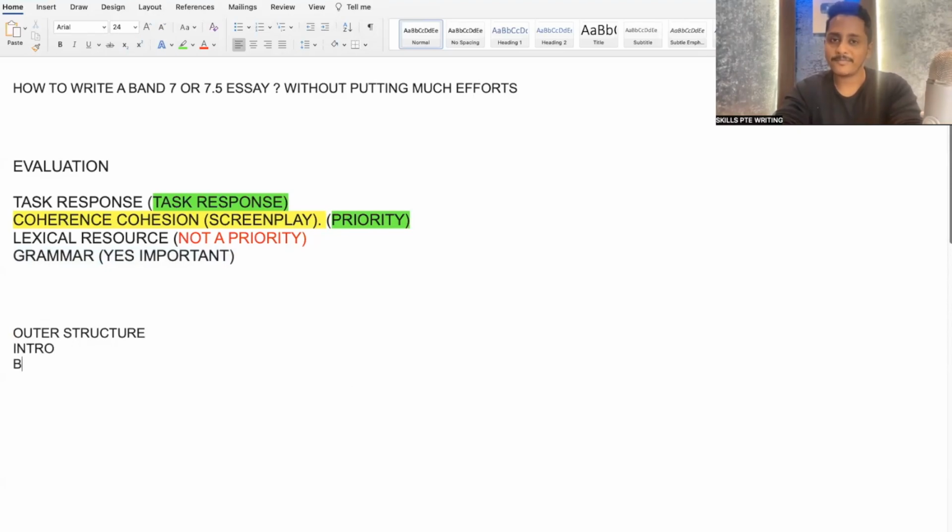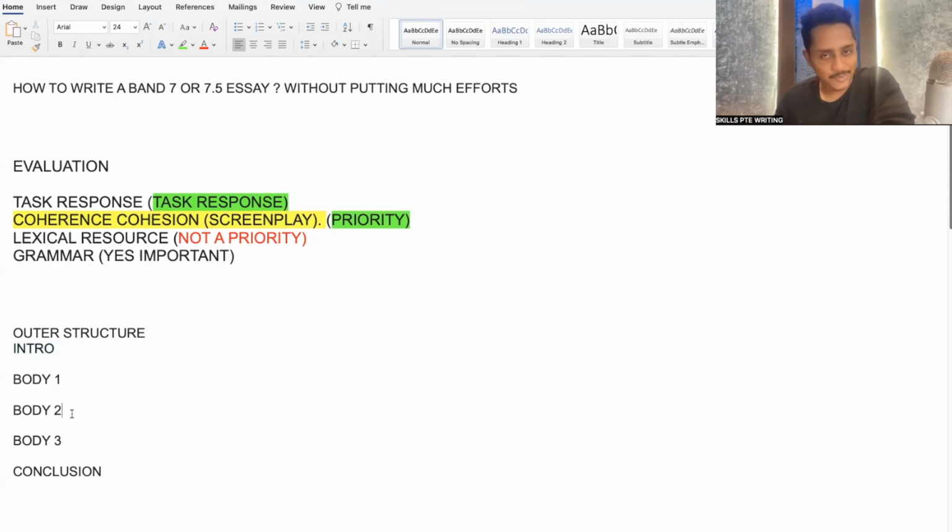Intro, body 1, body 2, conclusion. If you want, you can add body 3, body 4. Body 4 is not required. Usually body 3 will sometimes come. We will see. So the intro and conclusion are constant. Body 1 and body 2 are also constant. Body 3 sometimes comes, sometimes doesn't.